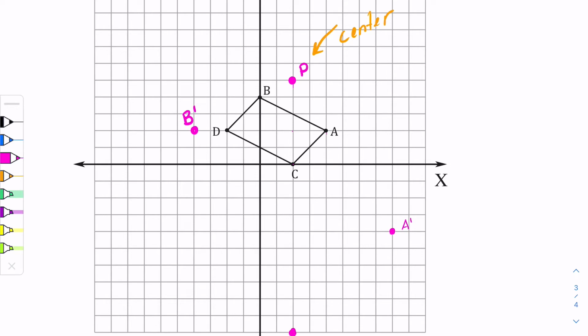And our last point is point D. Draw a line from P through D. Count your slope. We are going down 3 and over 4. So repeat that again: down 3 over 4, down 3 over 4. And this is the location of point D prime. Once you have your points, we're going to connect them for our image, and this here is your final answer.